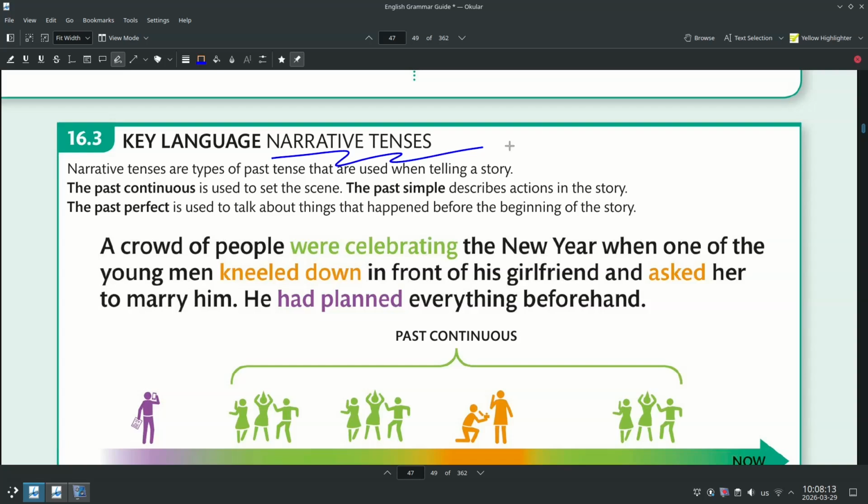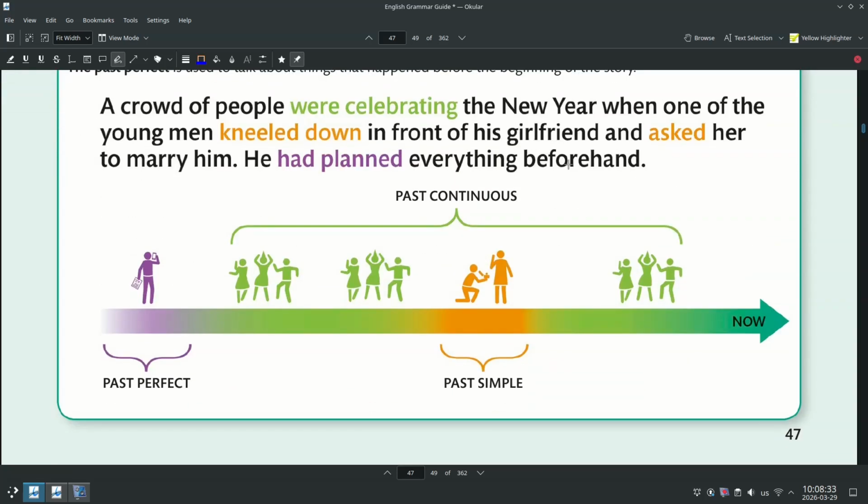For example, a crowd of people were celebrating the new year when one of the young men kneeled down in front of his girlfriend and asked her to marry him. He had planned everything beforehand. So, past perfect. We have for our action, he had planned. So, before this scene, before everything, what has happened here, firstly, he had planned everything.